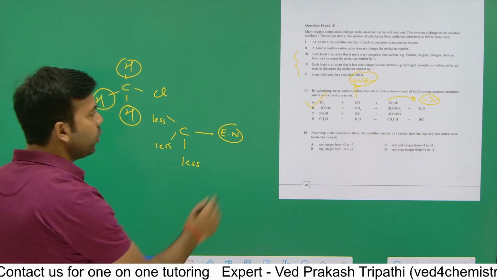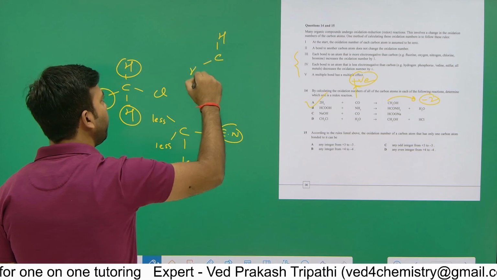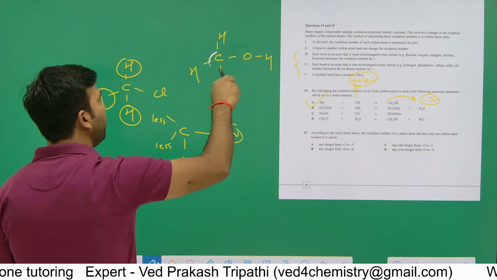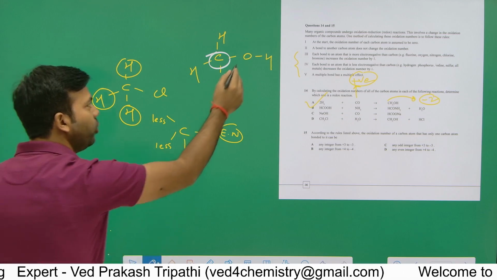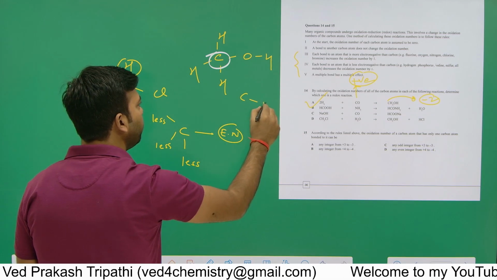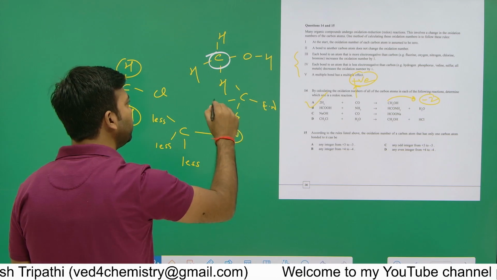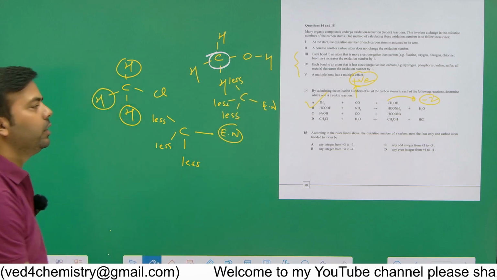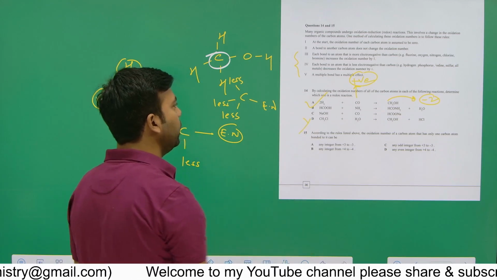Clear? Look at the right hand side, CH3OH. And look at this carbon's bonding. This one also has the same thing. Oxygen is more electronegative. So one is more electronegative and all the three hydrogens are less, less, less. So same bonding pattern, it means no change in oxidation number. So D is wrong. Clear?